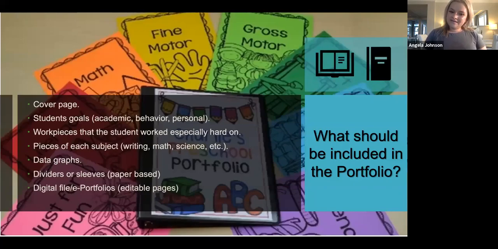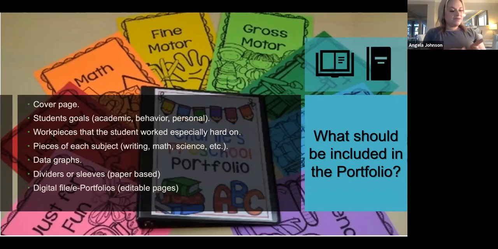Dividers or sleeves, so some paper-based material, so you can have dividers. And then you also should have digital files or e-portfolios, editable pages. So you would have something that you could, in the computer, change up digitally, that you could change as you go and change for each of the students, right? So paper-based would be like you can change it as you go.